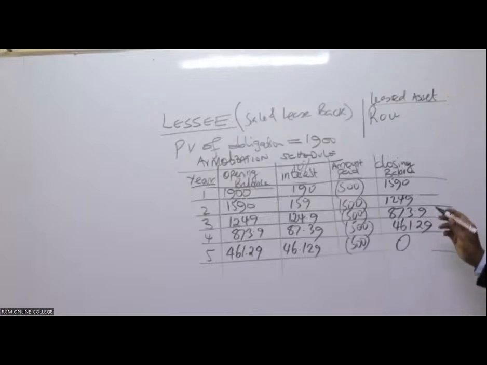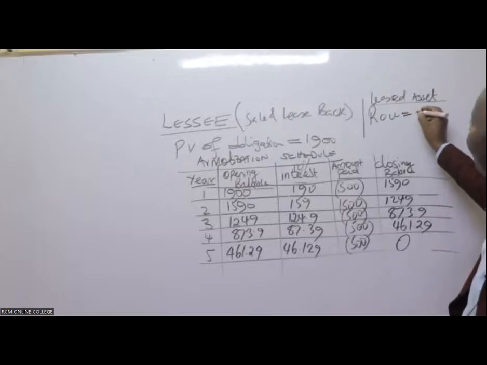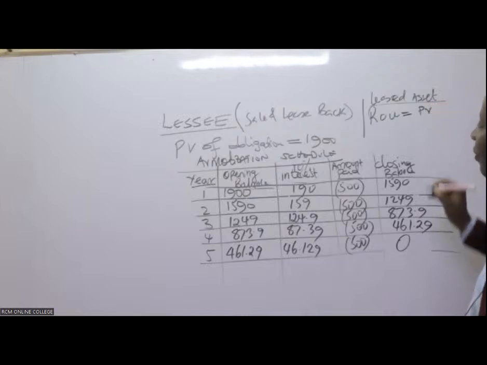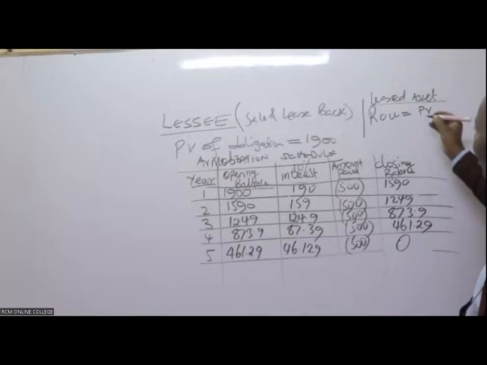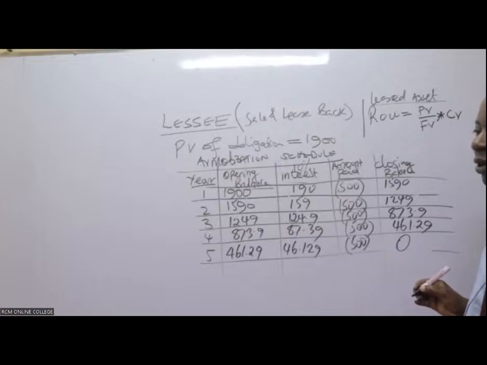And for us to get this right of use, ladies and gentlemen, we shall basically take the present value of this obligation. Then we divide this by the fair value, so this is the proportion. And then we multiply this with the carrying value of the asset.